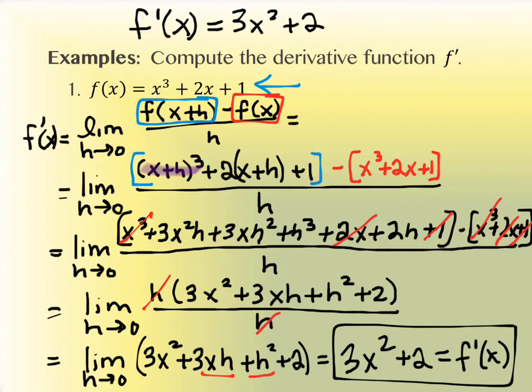Now what if it said that it wanted the derivative at a specific value? Like it wanted to know, find the derivative function, instead of it just saying find f prime, it wanted to find f prime of, say, 4.